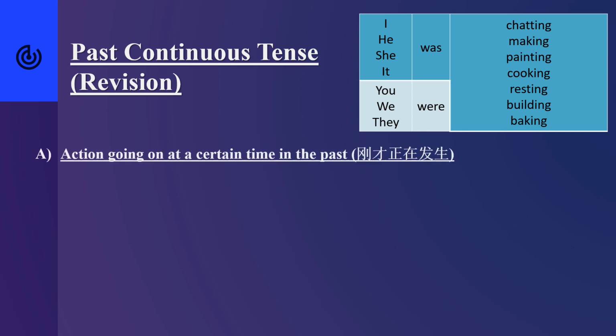When do we use the past continuous tense? We use the past continuous tense to show action going on at a certain time in the past. That is 刚才正在发生. When you want to emphasize that the action was happening at that time, you need to use was or were with the verb ing form. Have you copied this sentence? A, leave a line, copy A, action going on at a certain time in the past. You can write the Chinese as well.